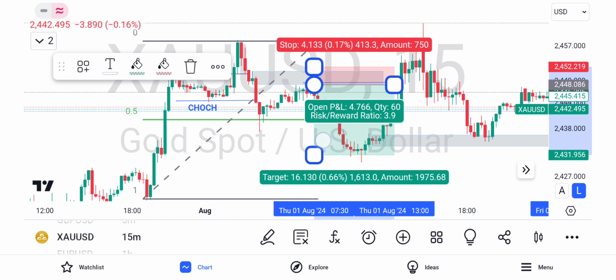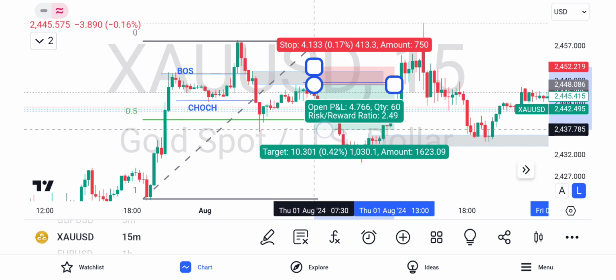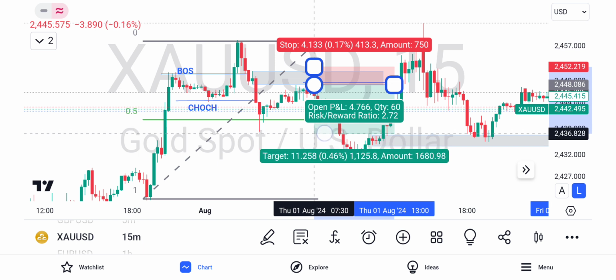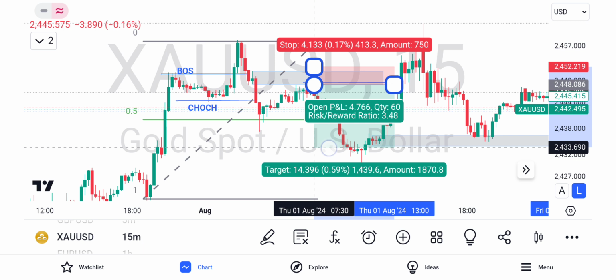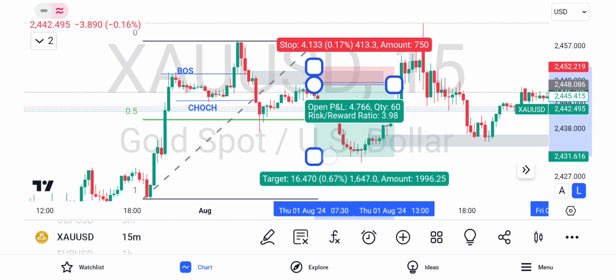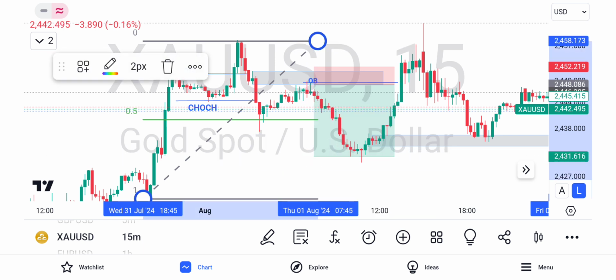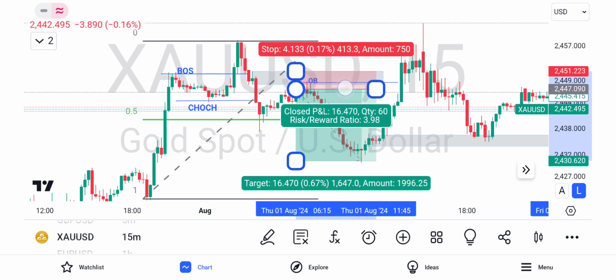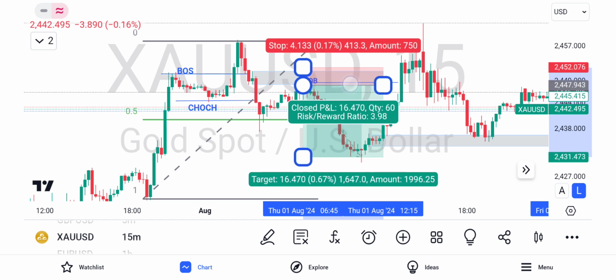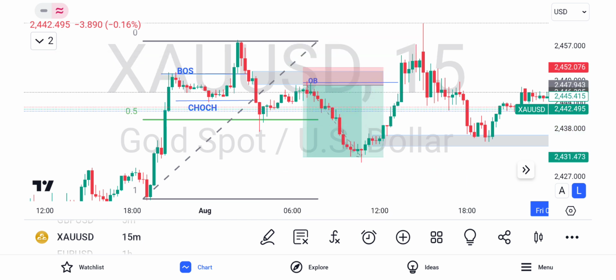Remember, you can as well take partials here. Usually this should be my first take profit level, but we move. It's already 1:4, and then you have a beautiful trade also. Again, you have a beautiful trade again. So you rinse, you repeat, you rinse, you repeat.